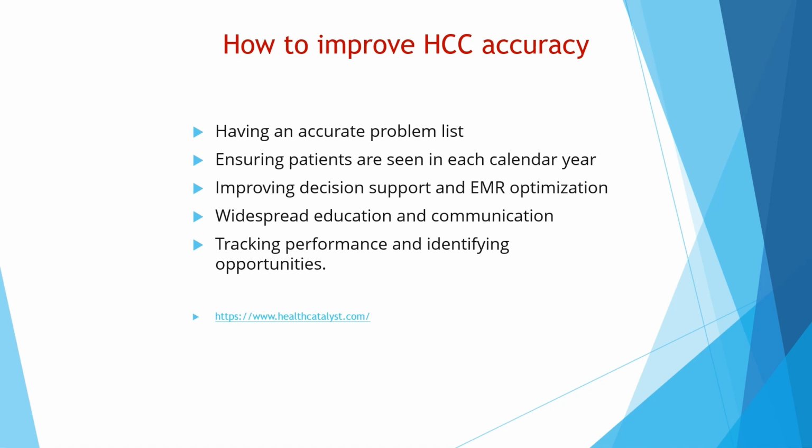3. Improving decision support and EMR optimization. Although educating providers is necessary to improve HCC coding accuracy, it's also important to build appropriate coding into the daily encounter workflow. Some potential strategies include having an ACO identifier flagged in the EMR, decision support tools that can be activated for select populations, and HCC diagnosis alerts for past codes.